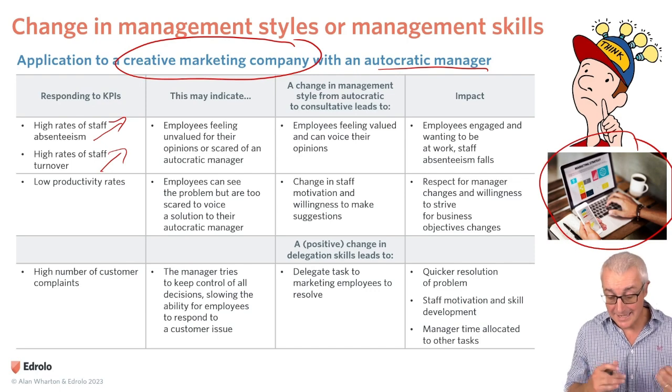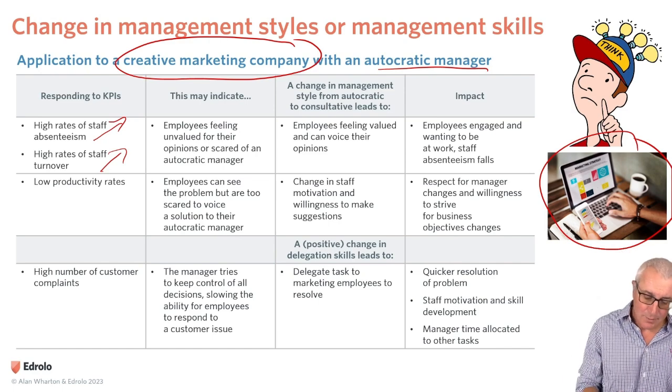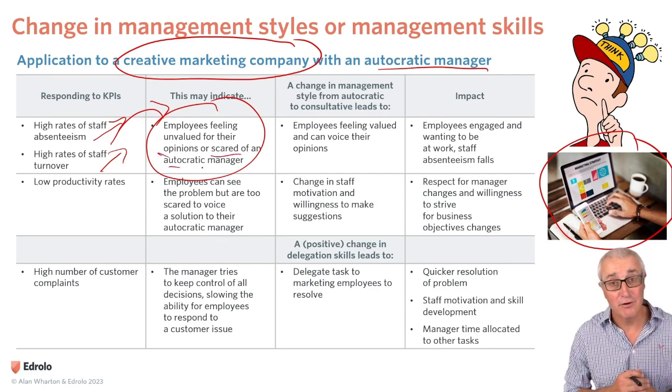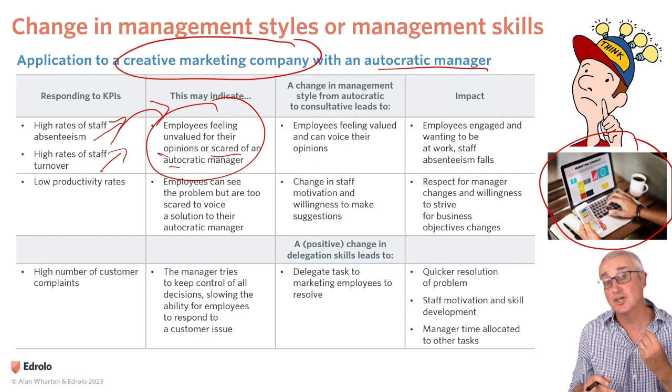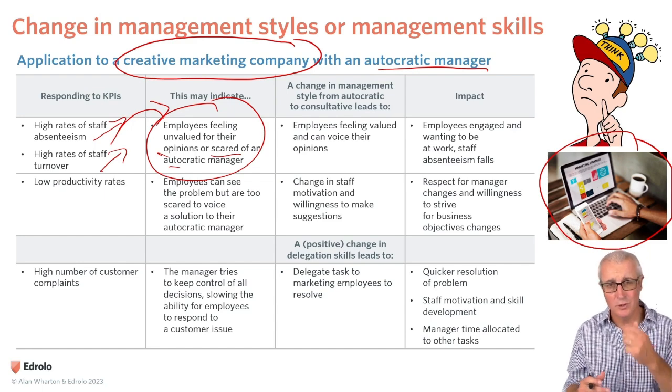So why is that possibly occurring with my autocratic, stern, one-way communication style? Well, maybe employees are feeling undervalued for their opinions or scared of my autocratic approach. If that's the situation, then we need to change the style. If you can imagine in the marketing company, you've got workers who are creative. They're trying to come up with new products, new advertising jingles, slogans, brands. They're all very creative people. And you've got someone being very autocratic, with one-way communication in a very decisive, determined manner. So that's probably constraining their creativity and leading to them leaving.